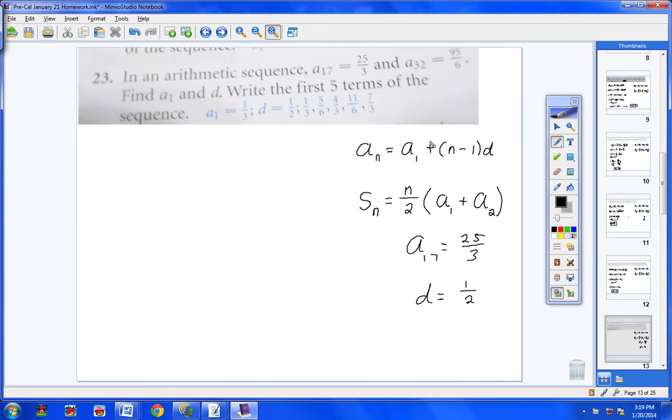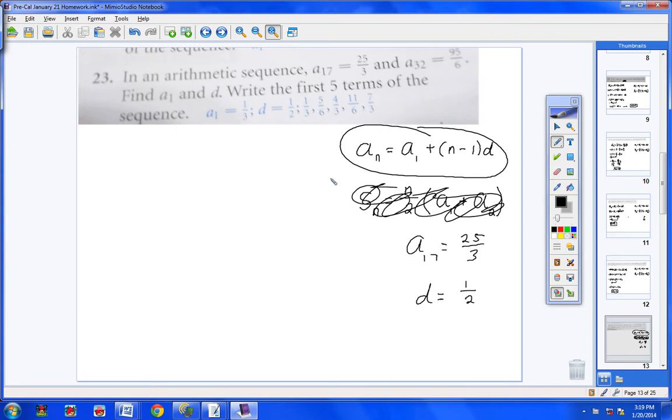Watch this. I'm going to use this good old formula again for the 100th time today. A subscript n. Now hold on, I'm going to get rid of this formula for a second. It doesn't matter what term. You could actually use the 32nd term if you wanted to. I chose to use the 17th. For a subscript n here, it's the 17th term. Watch what I put. I'm going to put 25 over 3.